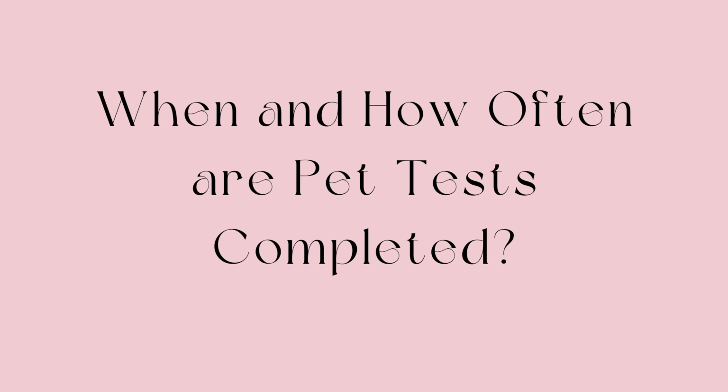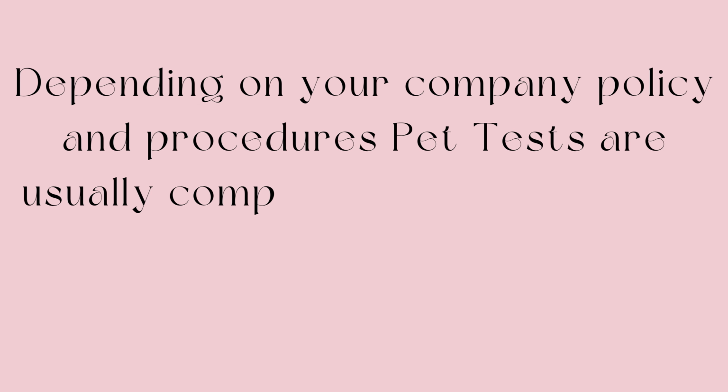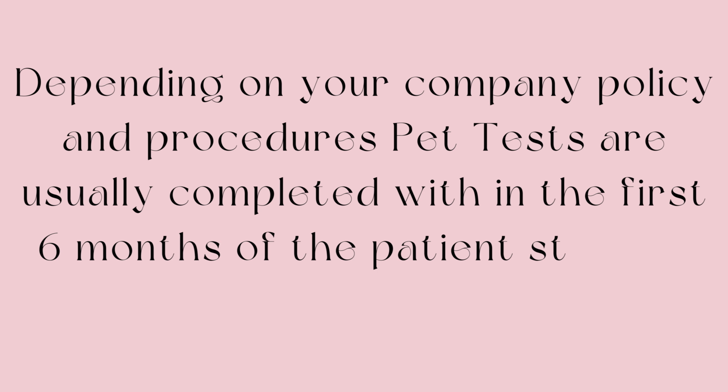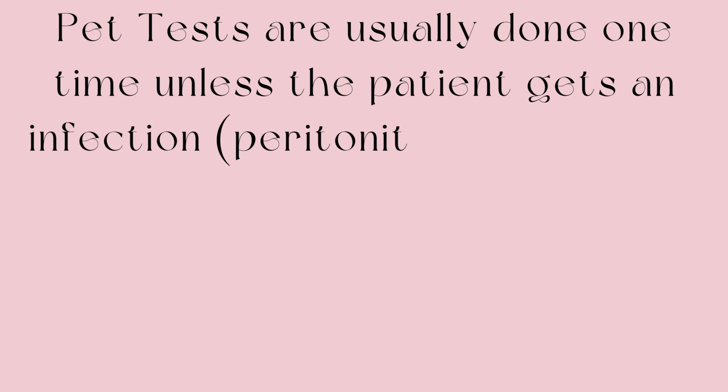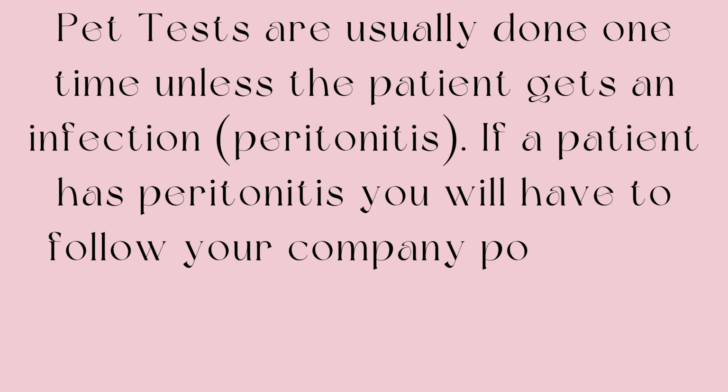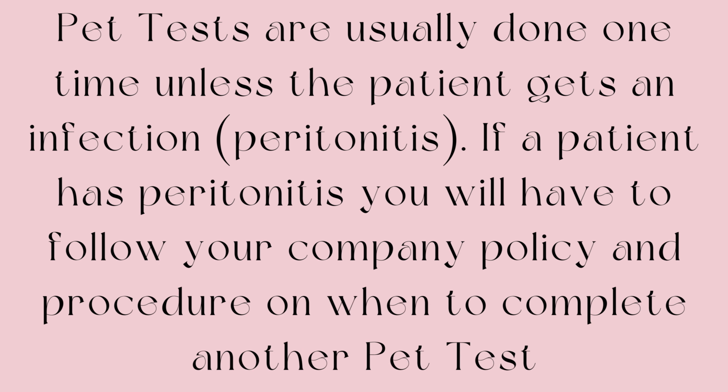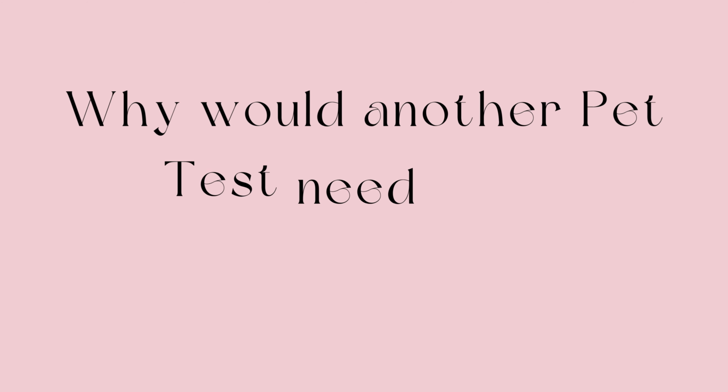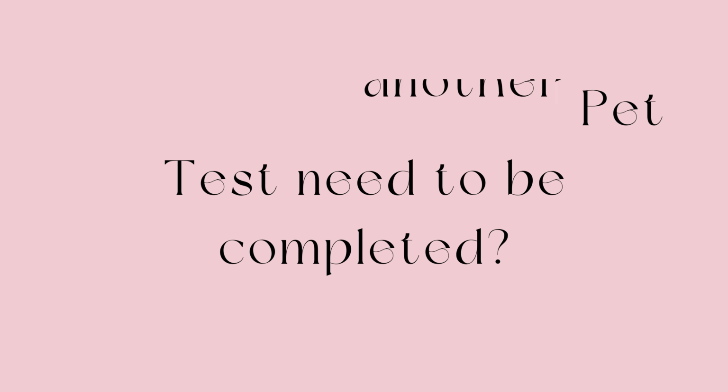When and how often are the PET tests completed? Depending on your company policy and procedures, PET tests are usually completed within the first 6 months of the patient starting dialysis. PET tests are usually done one time unless the patient gets an infection, also known as peritonitis. If a patient has peritonitis, you will have to follow your company policy and procedure on when to complete another PET test.